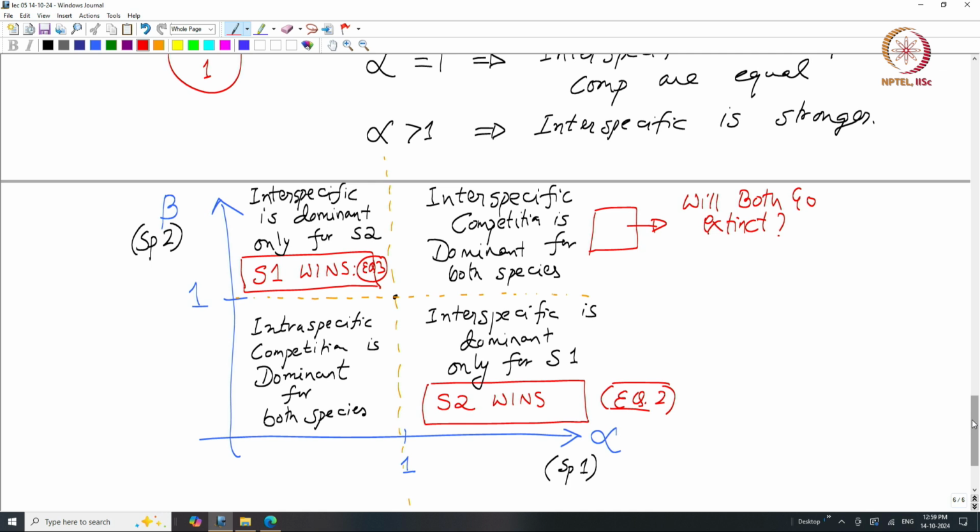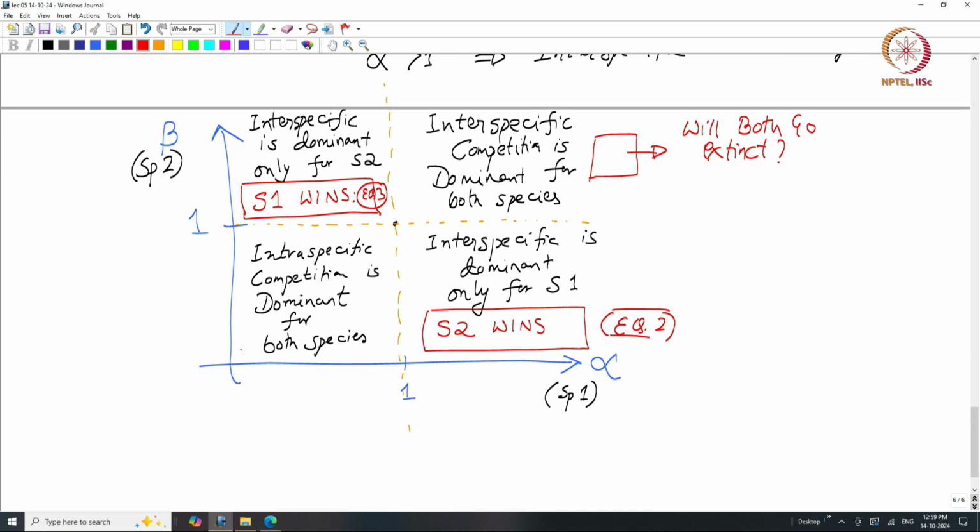Okay. On the other hand, what happens in this case, where the interspecific competition is not dominant for either of them, it is actually intraspecific that is dominant. So, in this case that means that the other species is not negatively influencing a focal species as much as their own type, right. So, here we can guess that both will survive. And then therefore, we can have a coexistence solution.